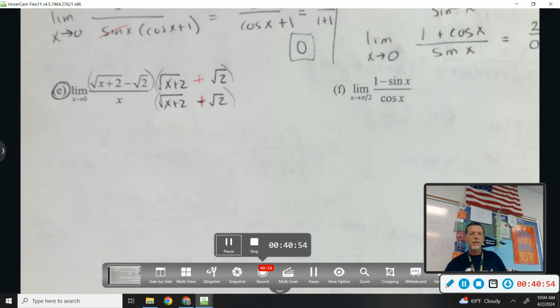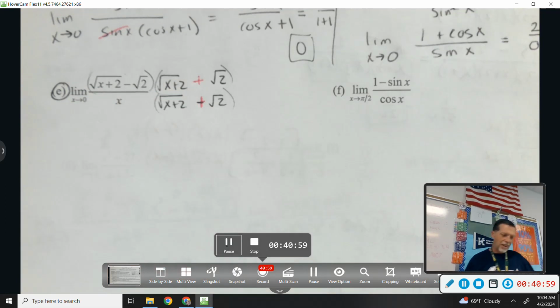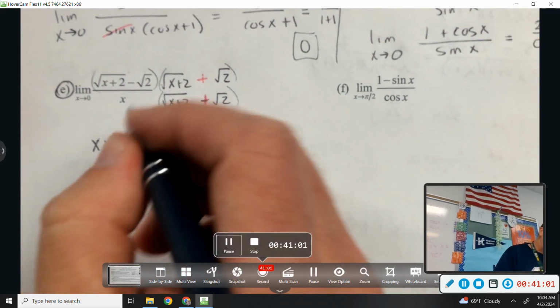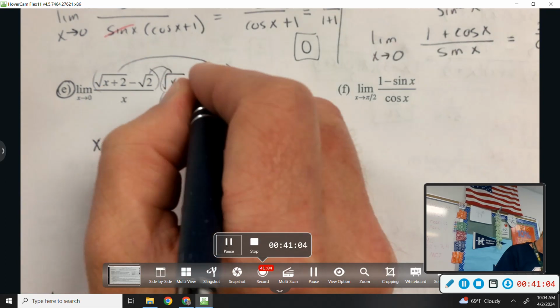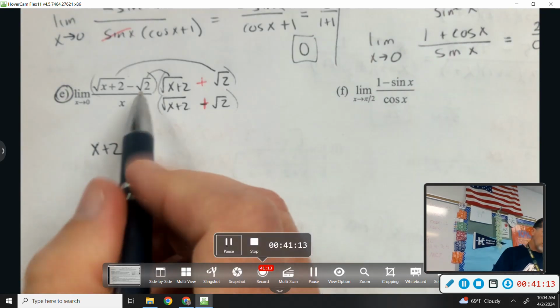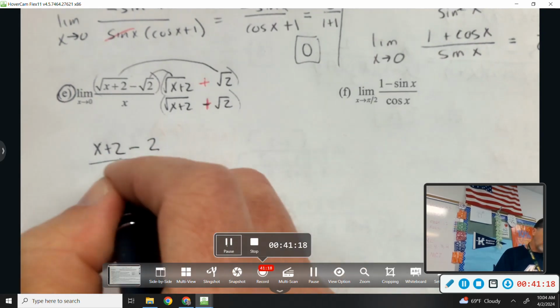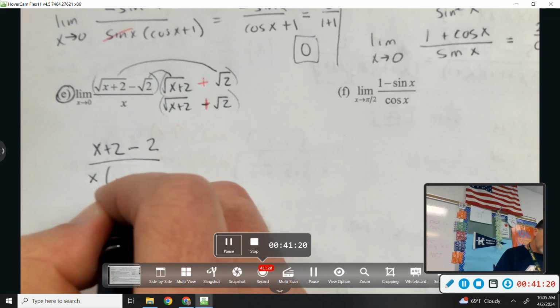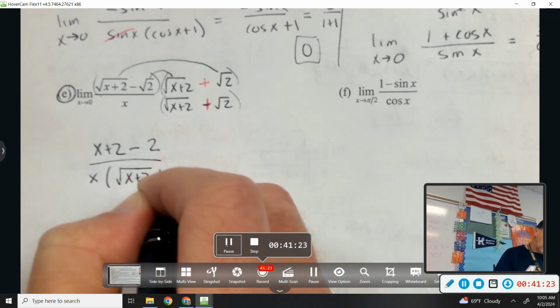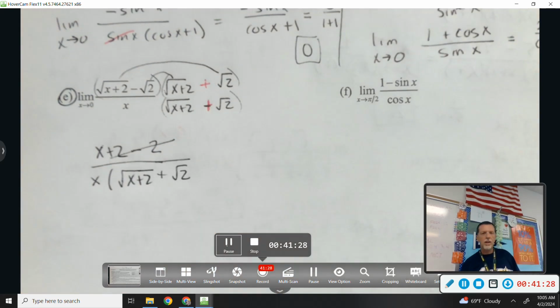So what's root x plus 2 times root x plus 2? X plus 2. The middle terms, the O and the I of FOIL, when we have a conjugate, cancel each other out. So you could think through it and write it out, but it cancels each other out. Root 2 times root 2 is 2, so that's pretty nice. That'll go away. So the 2 minus 2 goes away. And then the x over x goes away.